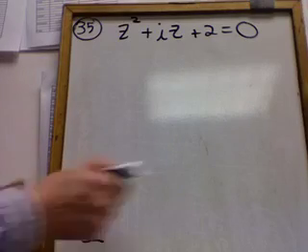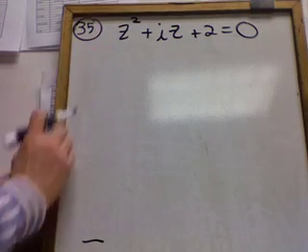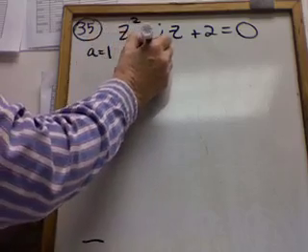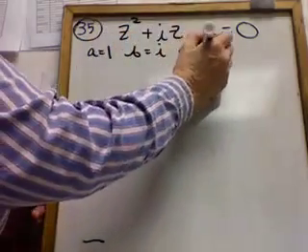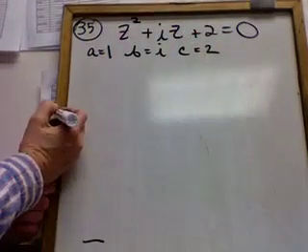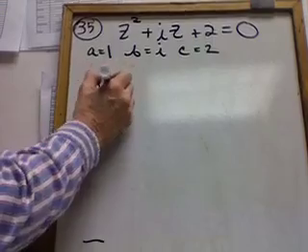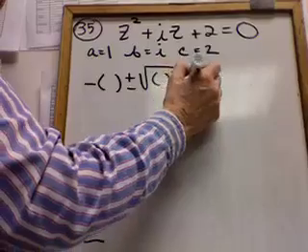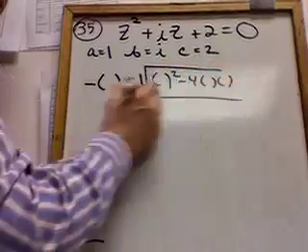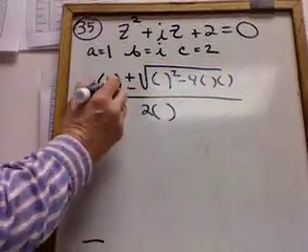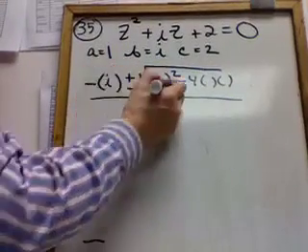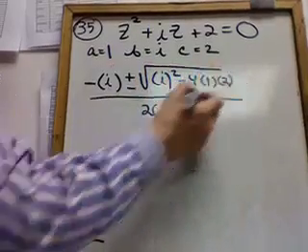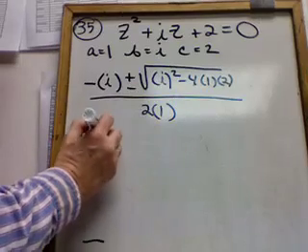Okay, here's number 35 on page 313. So again, identify A, B, and C. A is 1, B is i, and C is 2. Plug them into the quadratic formula again. So minus b plus or minus the square root of b squared minus 4 times a times c all over 2a. And what is b again? It's i. Plug in the numbers. Now let's simplify.